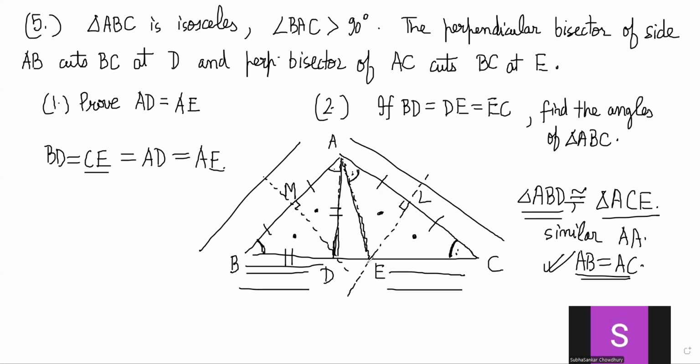Or is there another way? Sir, I found another way. In triangle BMD and triangle CLE, we can say both of them are congruent due to AAS. Therefore, side MD is equal to side LE. So in AMD and ALE, those two triangles are congruent due to SAS, and therefore AD is equal to AE.